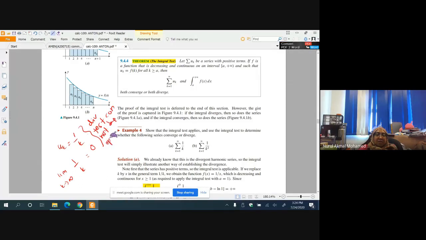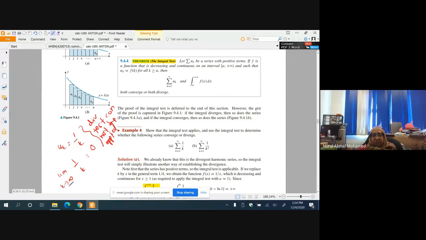Cannot be applied here. You have to use other tests like the integral test. So for this case, the integral test works for this series. Okay. This one also is not working for the divergence test.